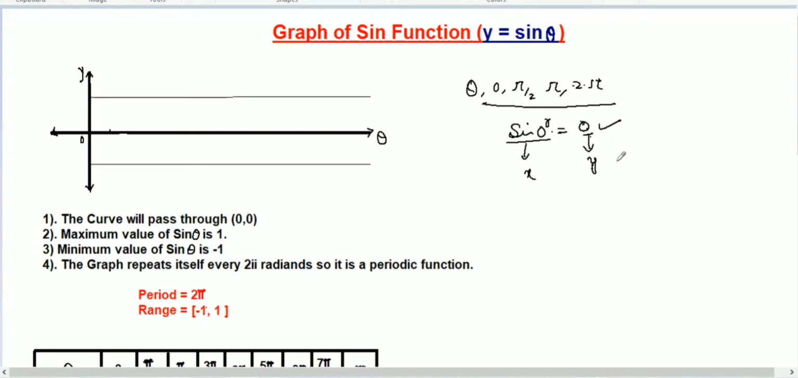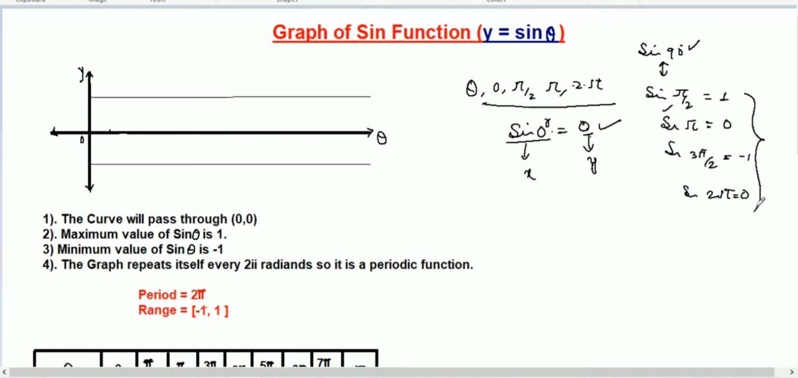The main point I have written here: the curve will pass through the origin. And if you go to the formula table, you can see that sine pi over 2 in radians is written over here. Sine pi over 2 means sine 90 degrees as well. Both are the same, this is in degrees and this is in radians. So sine pi over 2 is equal to 1, and sine pi equal to 0. Sine 3 pi over 2 is equal to -1, and sine of 2 pi equal to 0.